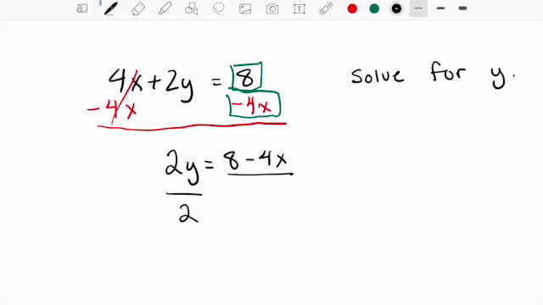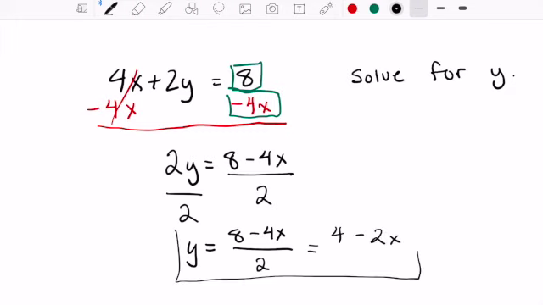Divide both sides by 2, and we get y equals 8 minus 4x over 2. Now we can simplify this problem because 8 and negative 4 can both be divided by 2, giving us 4 minus 2x. And that is the solution to this literal equation, solving for y.